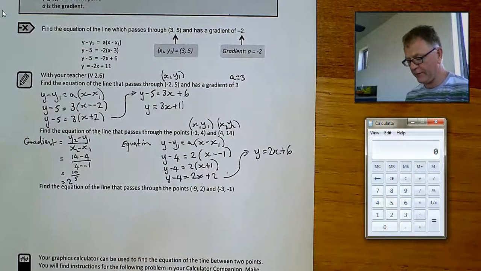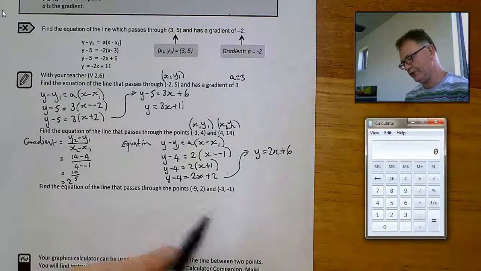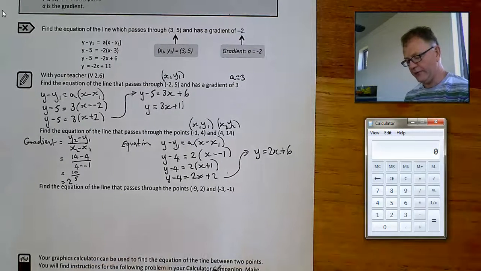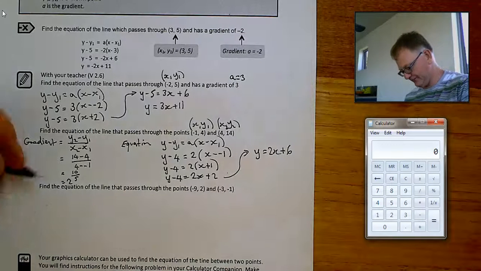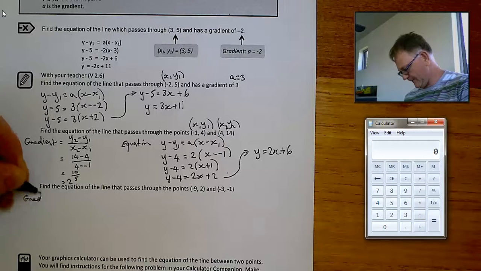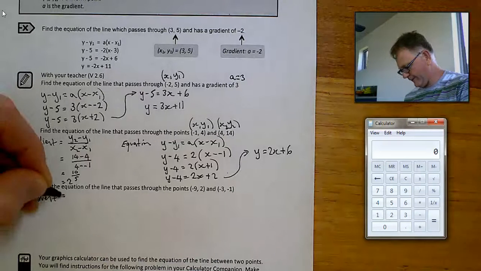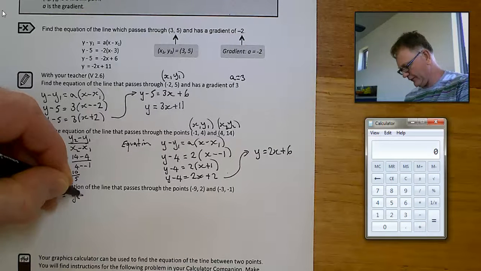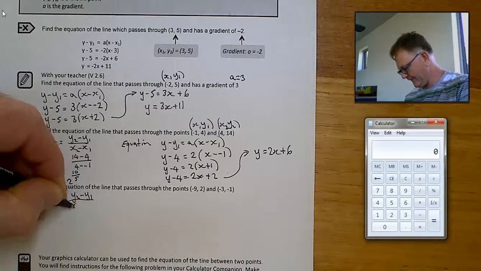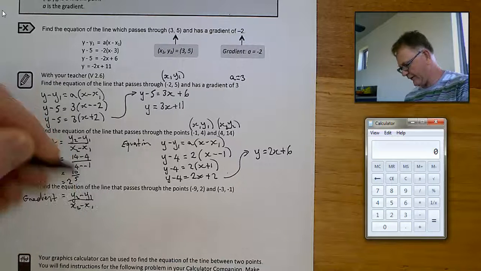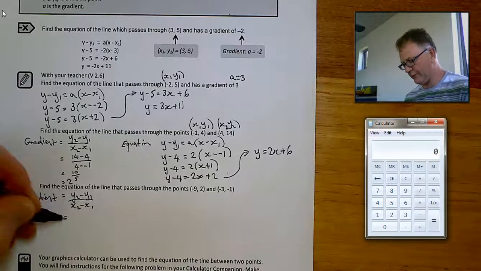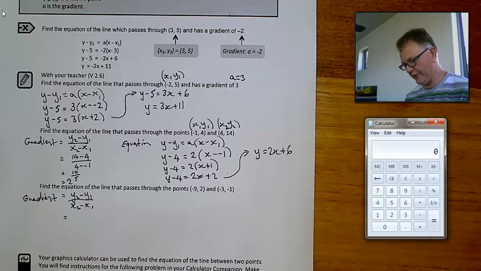Let's have another one, exactly the same. We've got 2 points here. To be able to use this equation here, you need to know the gradient between the 2 points. And you can find that using the formula rise over run, or if you like, the difference in the y coordinates divided by the difference in the x coordinates.